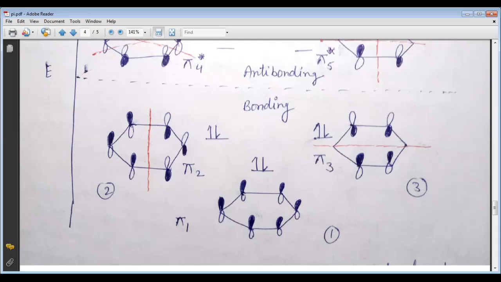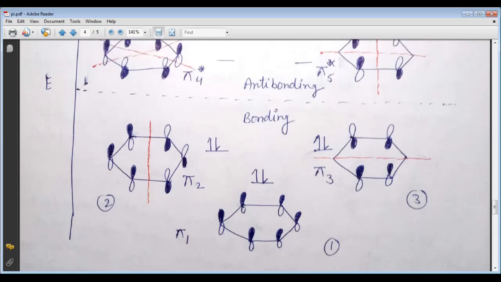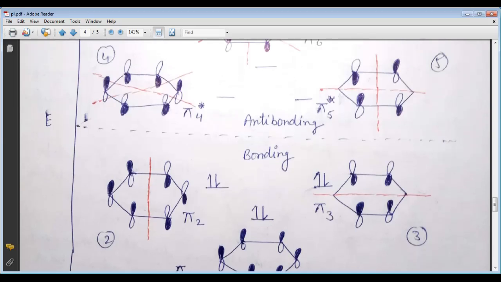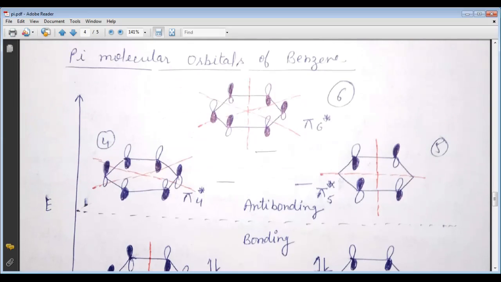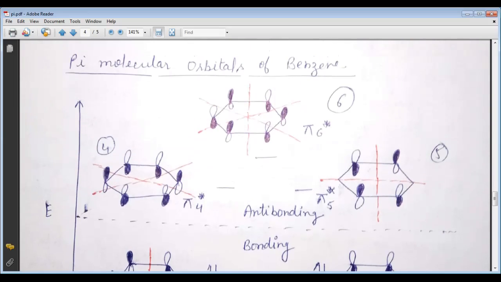We can represent 2 and 3 which are found in the same phase. Now, these three are found in the bonding molecular orbital. And now come to the 4, 5 and the 6. So these three are found in the antibonding molecular orbital. And here we can see that जैसे जैसे नोड बढ़ती जाएंगी, it means जो energy है वो बढ़ती चली जाएगी.